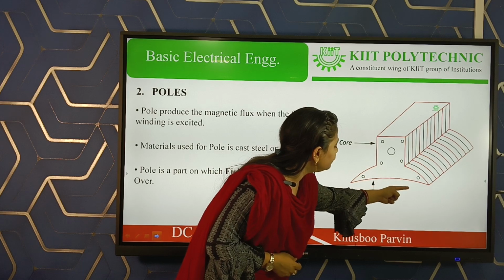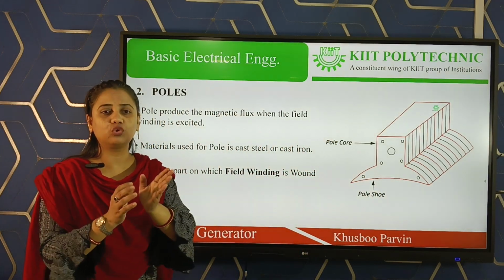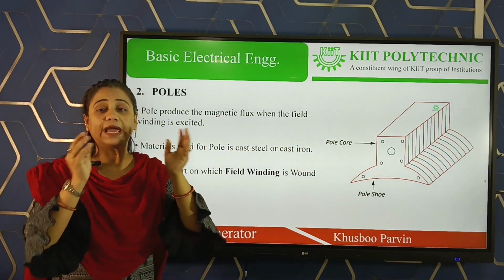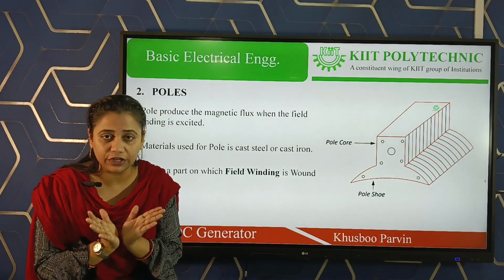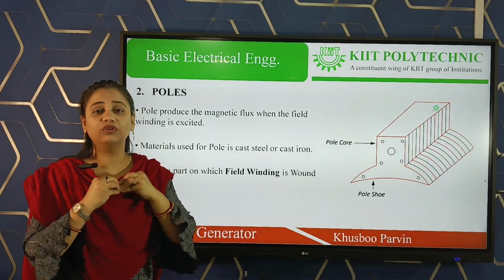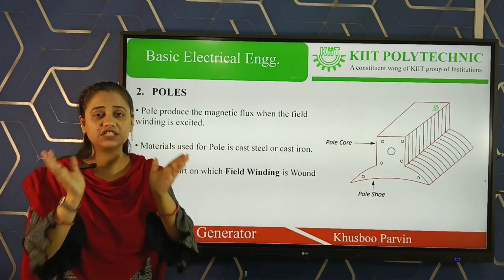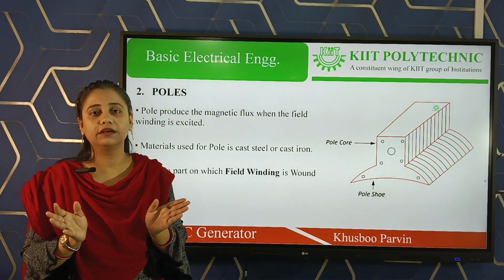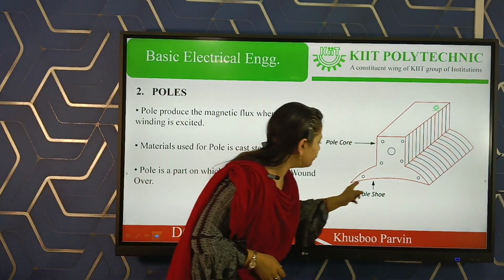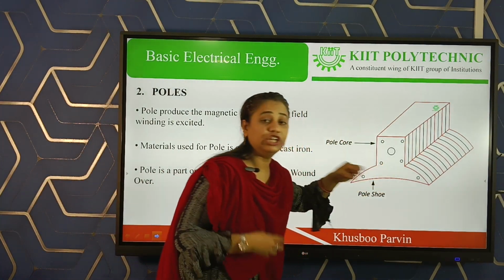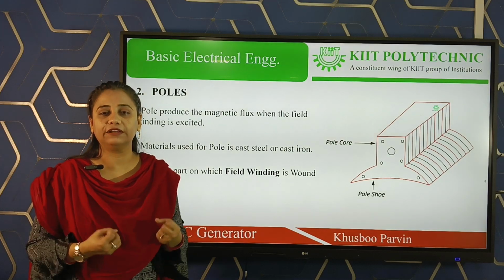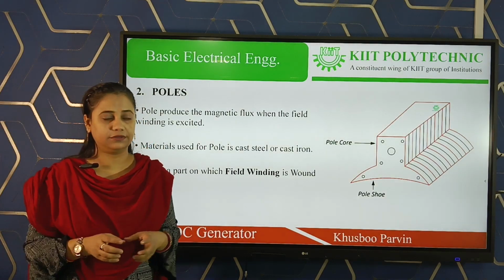What is the function of the pole shoe? The function of the pole shoe is to provide the magnetic flux uniformly so that the reluctance will be minimized, in a large space, over a large surface area where you can provide magnetic flux. Therefore, this is the shape of the pole shoe, so that we can uniformly distribute the magnetic flux inside the generator.